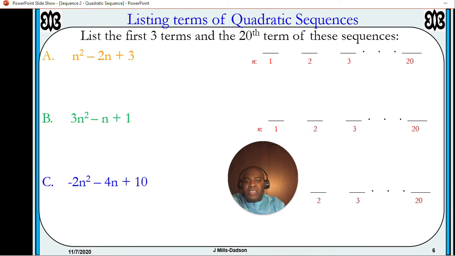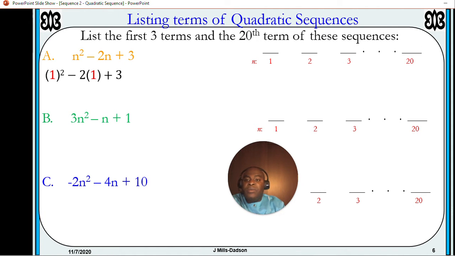How do we list the first few terms? So in this situation, we are to list the first 3 terms and then jump and work out the 20th term. So it's still substitution. We first substitute 1, 2, 3, and we substitute 20.